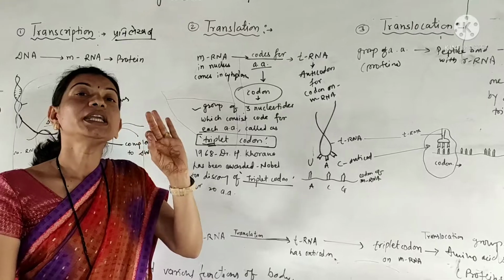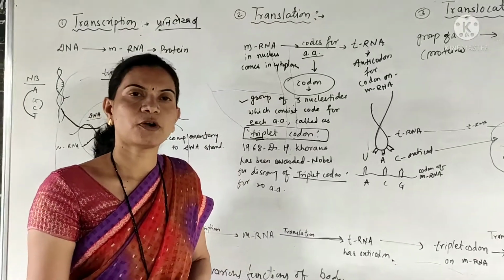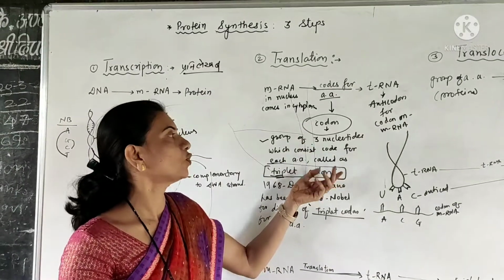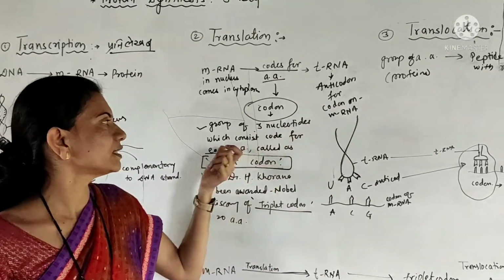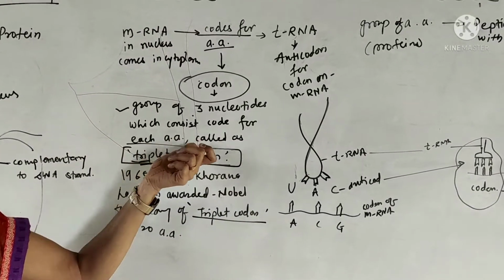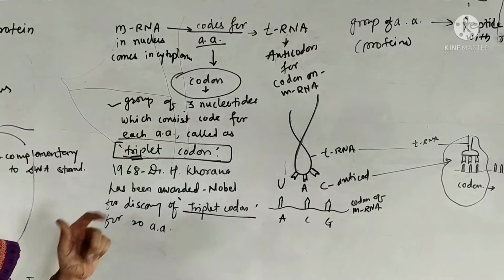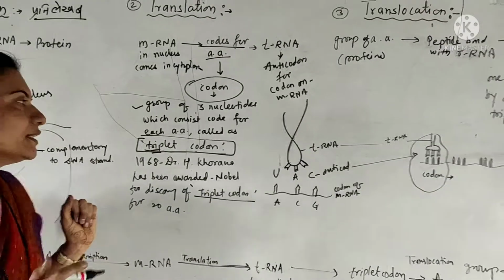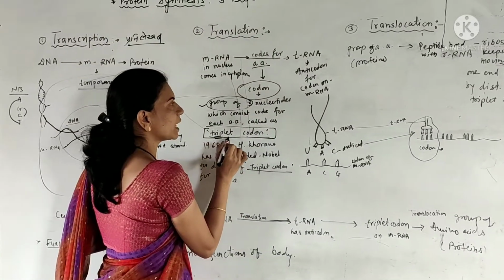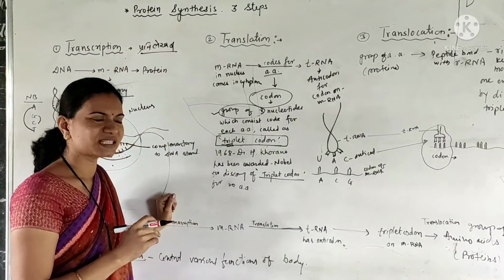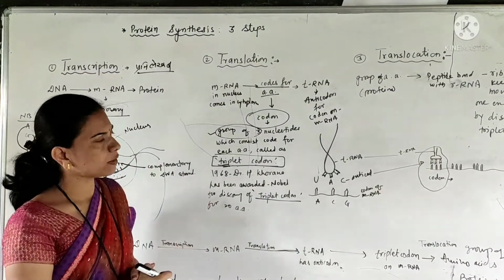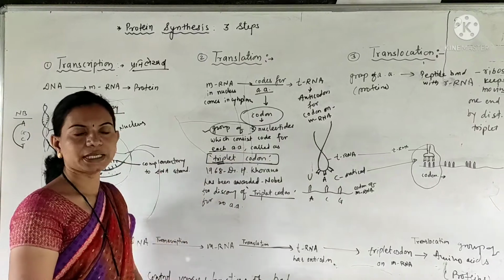There are 20 amino acids present in your body, and for each of these amino acids there is a specific code. These 3 nucleotides consist of the code for each amino acid, and these 3 nucleotides are called a triplet codon. Triplet means 3. There is a group of 3 nucleotides, therefore it is known as a triplet codon. They are the key for locking the amino acids or formation of amino acids. So it is known as triplet codon.